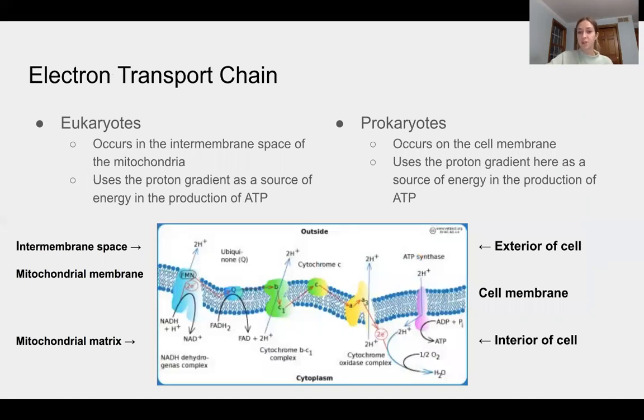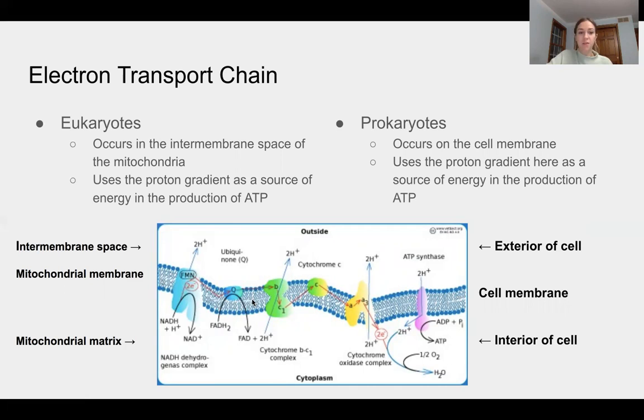Okay, the electron transport chain, this one does depend on a membrane. So there's a difference between the eukaryotes and prokaryotes here. For eukaryotes, this is the intermembrane space of the mitochondria. As you can see here on the left, this outside is not outside the cell, but it's outside of that inner membrane. So that's the intermembrane space, and that's where we're going to create our hydrogen concentration gradient that we'll be using.